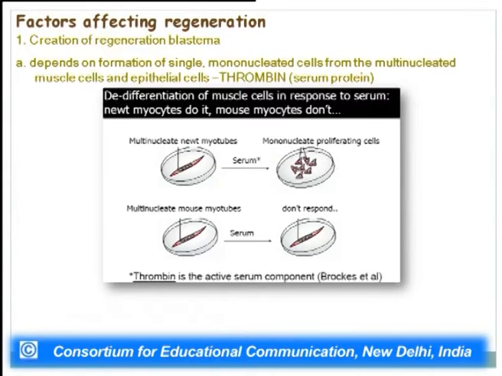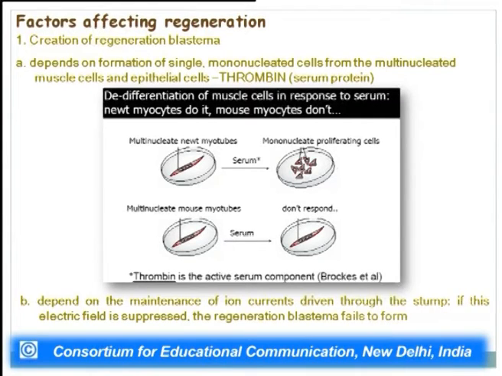So this was the experiment done by Brockes, showing that thrombin is the active serum component which can cause the formation of these single mononucleated cells in the newt. Then the creation of the regeneration blastema also depends on the maintenance of the ion currents driven through the stump. If this electric field is suppressed, the regeneration blastema fails to form.